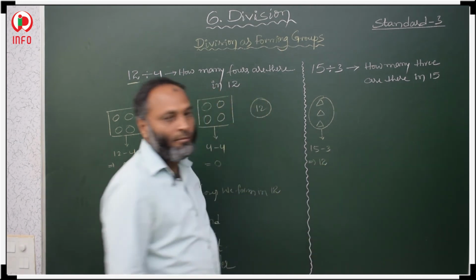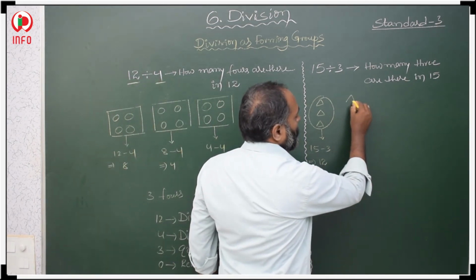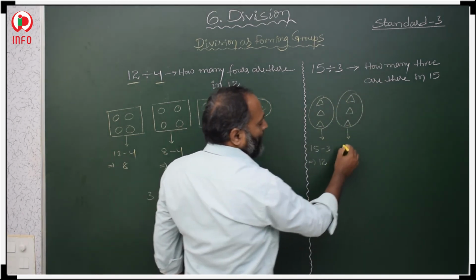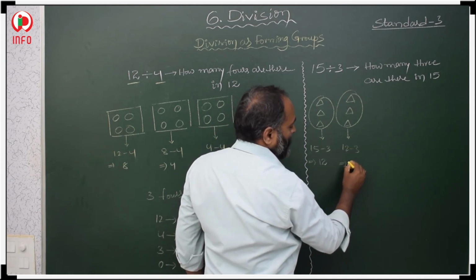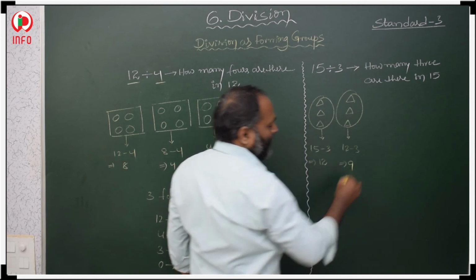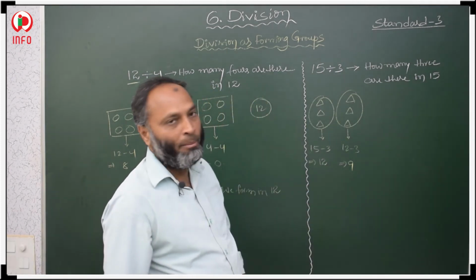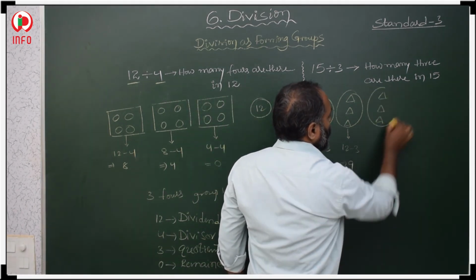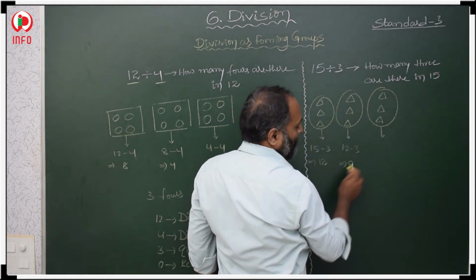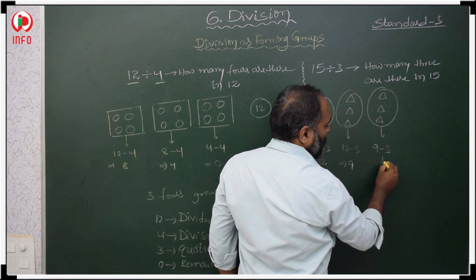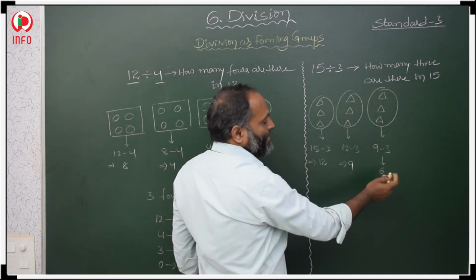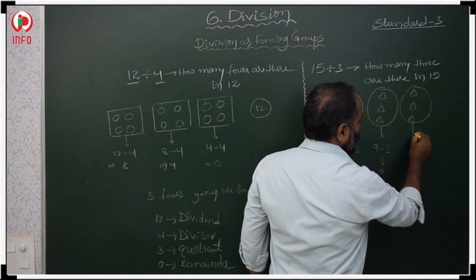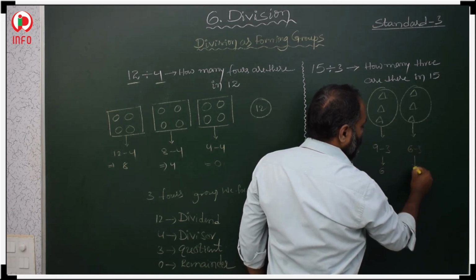12. Next I want to make one more group of 3. Out of this 12, again I took 3, so 12 minus 3 is 9. Then after that again I want to prepare one more group, 3 triangles, 1, 2, 3. Then how many are left? 9. From that again I took 3 triangles, then 6 are left. Again from this 6 I want to make one more group of 3 triangles. So here it is 6 minus 3, which is again 3.